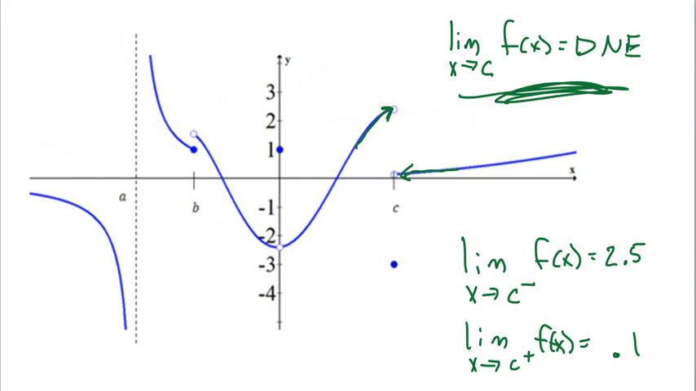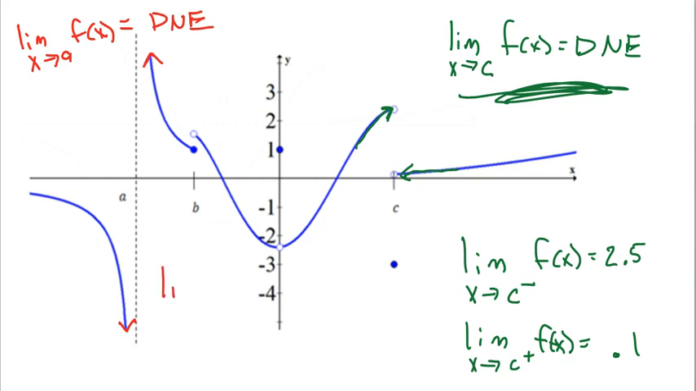All right, let's look at this one over here. Let's look at a. What is the limit as x approaches a? Well, I would hope everybody would say does not exist. The right side is going up boundlessly. The left side is going down boundlessly, so the limit does not exist at a. We know that. That's old news. Let me write that down, does not exist.